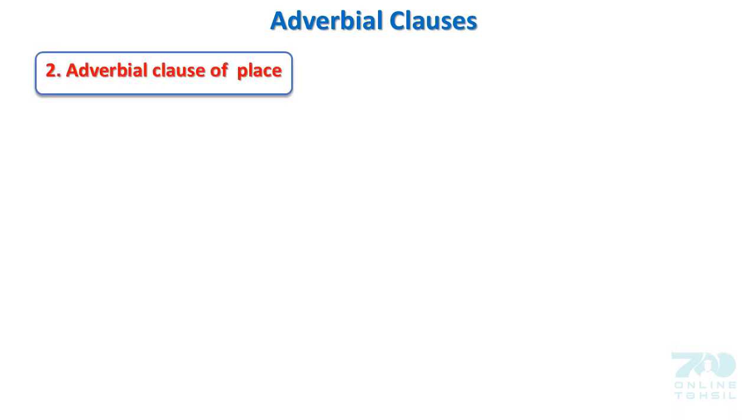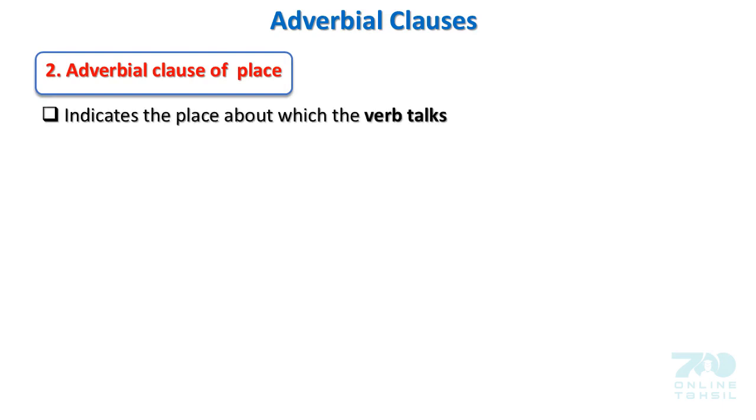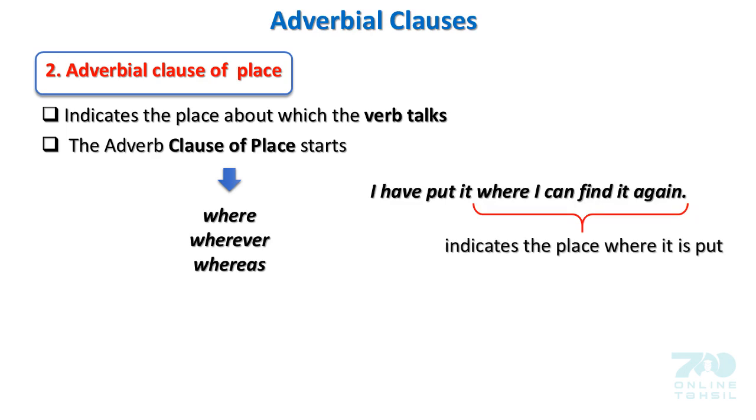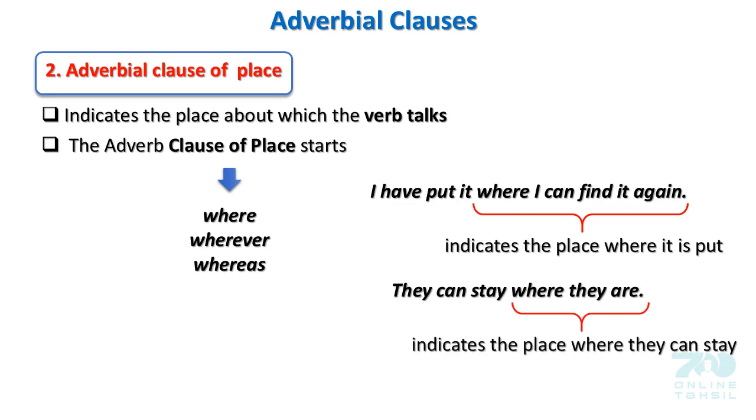The adverbial clause of place. 2. The adverbial clause of place indicates the place about which the verb talks. The adverbial clause of place starts with where, wherever, whereas, etc. Examples. I have put it where I can find it again. In this sentence, the clause where I can find it again indicates the place where it is put. They can stay where they are. In this sentence, the adverb clause where they are indicates the place where they can stay.